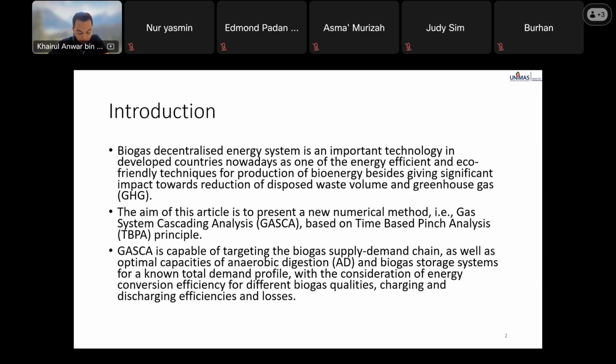So the aim for this study is to present a new numerical method. It's a gas system cascading analysis. Later we see when they start doing the initial iteration for the gas cap, then they will use this cascading. But the table for gas cap is simple, but to prepare the data for that table, it's not hard, but yeah, it's a lot of work.